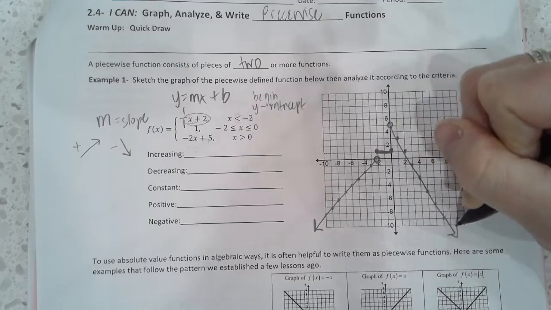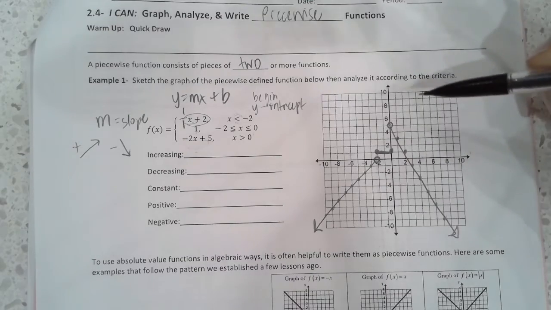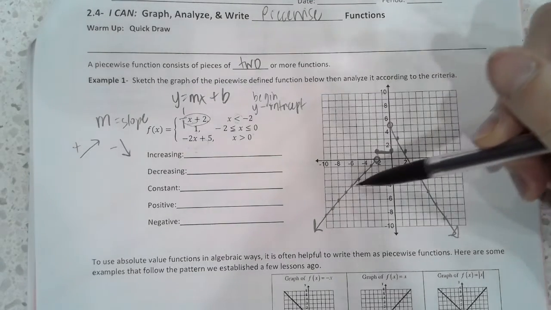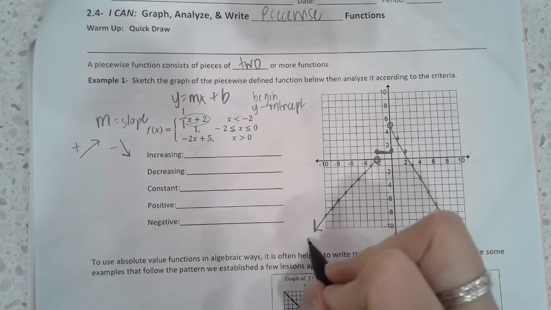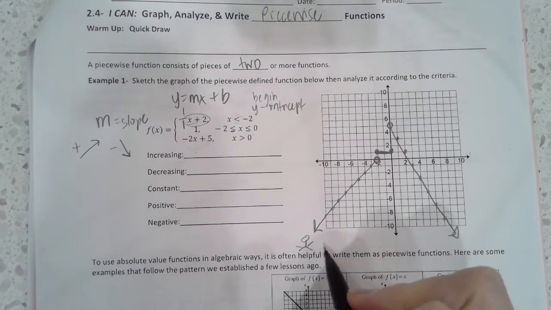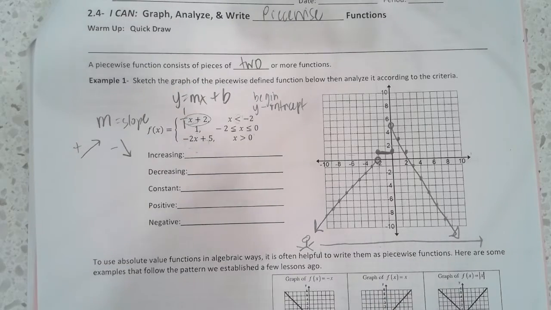Okay, now we got to answer our questions about our graph. And we're going to take it one piece at a time. So does this first guy have an increasing? Yeah, the whole thing is increasing. Remember, increasing is when we stand over here, we need to walk left to right across our grid. If we walk uphill, we're increasing.